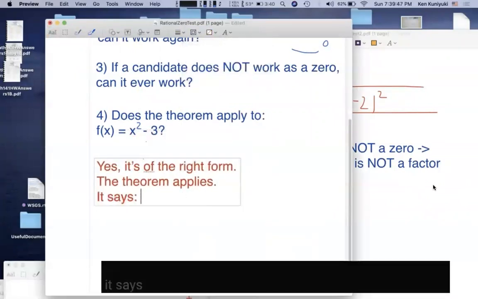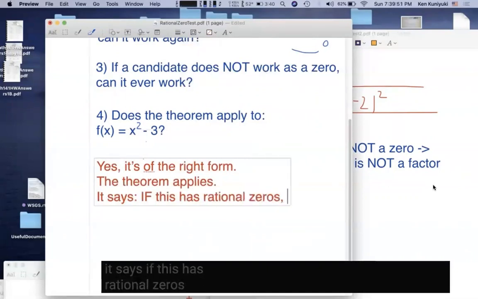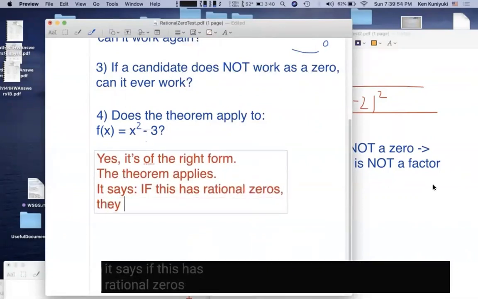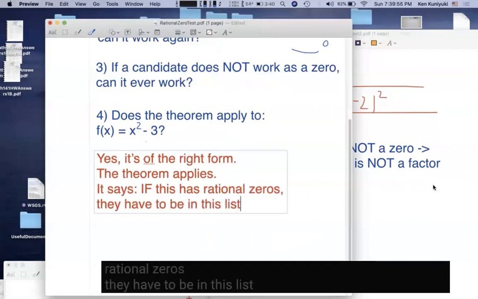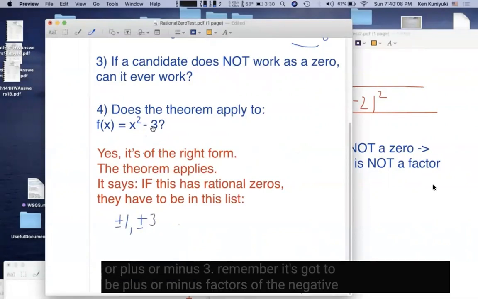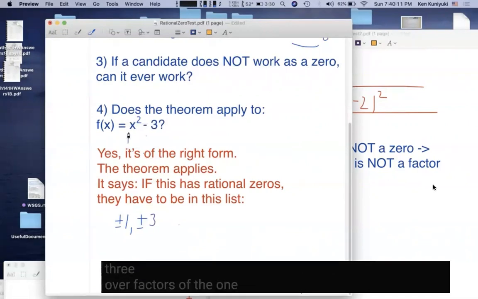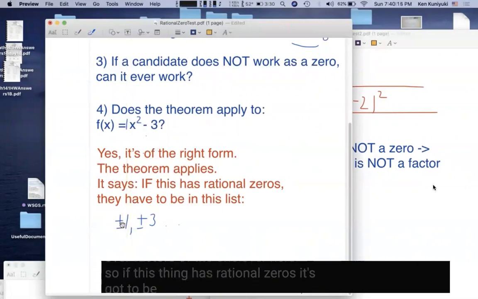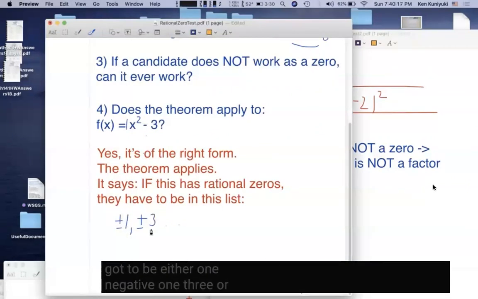It says if this has rational zeros, they have to be in this list. So it would have to be plus or minus 1 or plus or minus 3. Remember, it's got to be plus or minus factors of the -3 over factors of the 1 over here. So if this thing has rational zeros, it's got to be either 1, -1, 3, or -3.